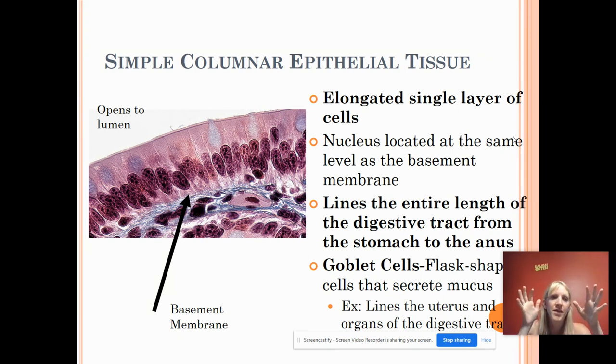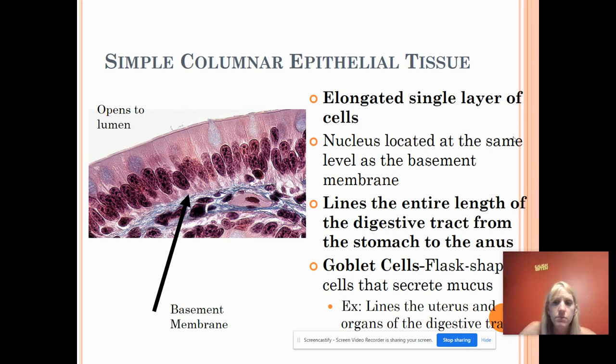But I always think of the goblet cells, like from the Renaissance Festival, because they're goblet shaped and you drink out of them. But instead of wine, in this situation, they hold mucus. It's basically the same thing. So just think of drinking a chug of mucus, goblet cells, and they help to move things along.